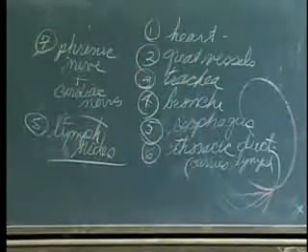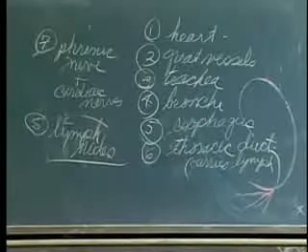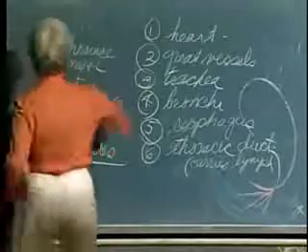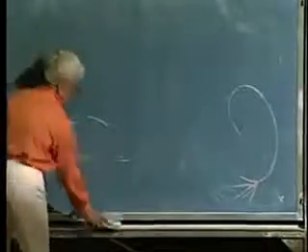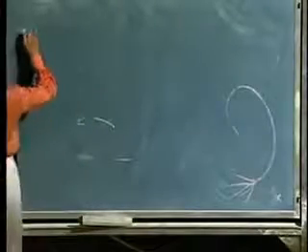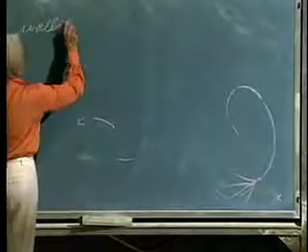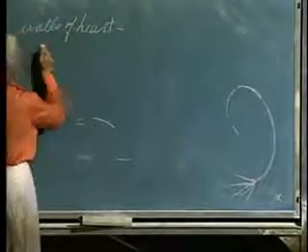We've done size, now the walls of the heart. Your blood vessels have 3 layers. And the heart has 3 layers. Walls of heart. 3 layers.